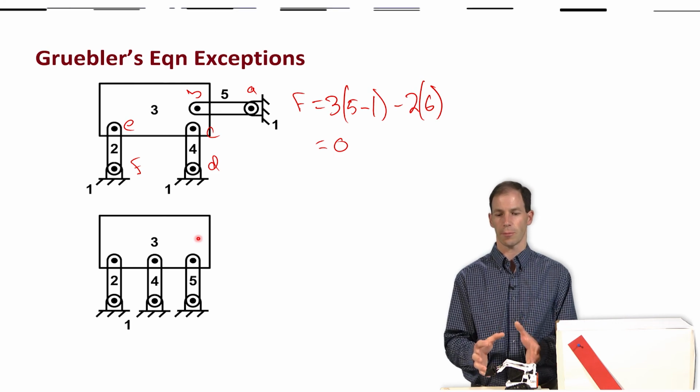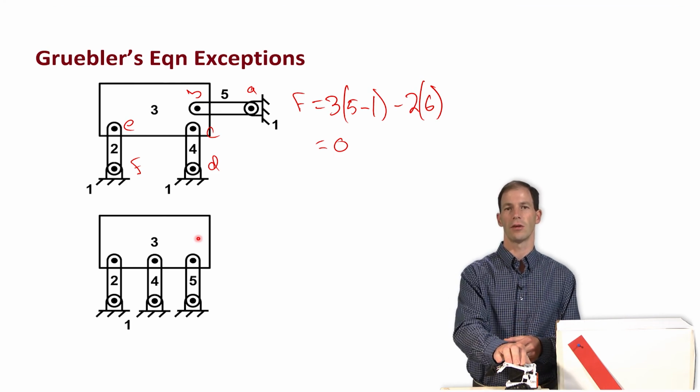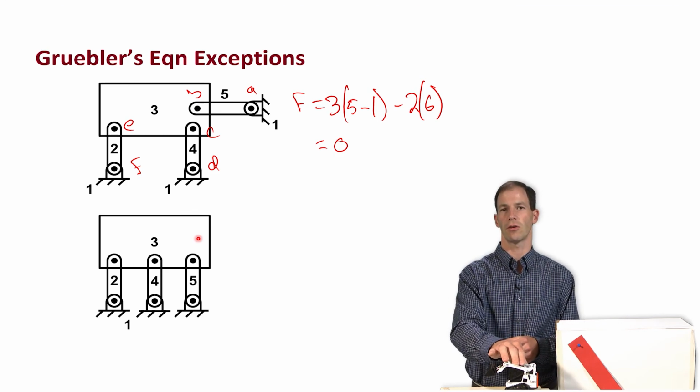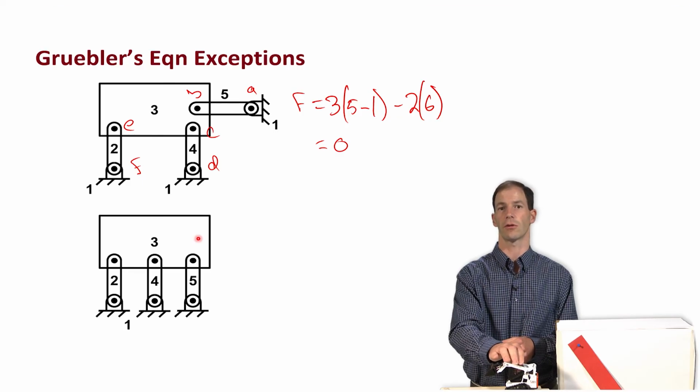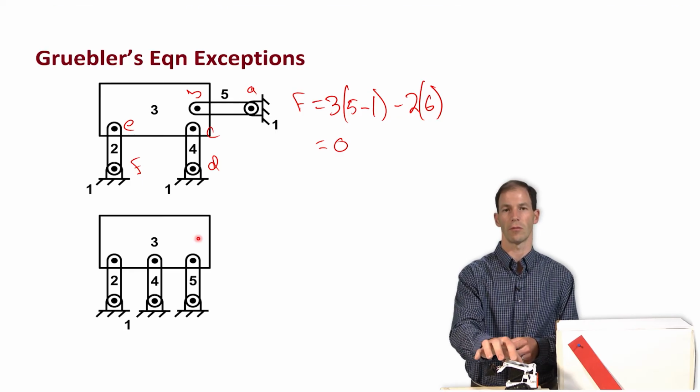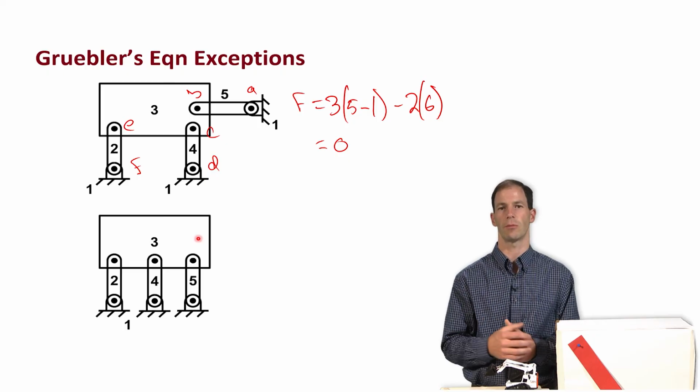So just taking a step back, reviewing here, we can look at a mechanism, intuitively describe how many degrees of freedom it has, and then check that using Grubler's equation by counting up the number of links and looking at how many and what types of joints that we have.